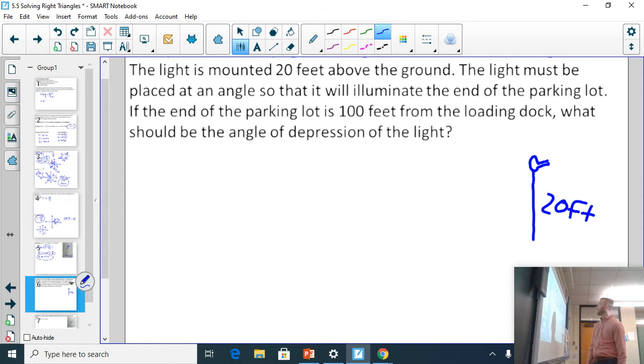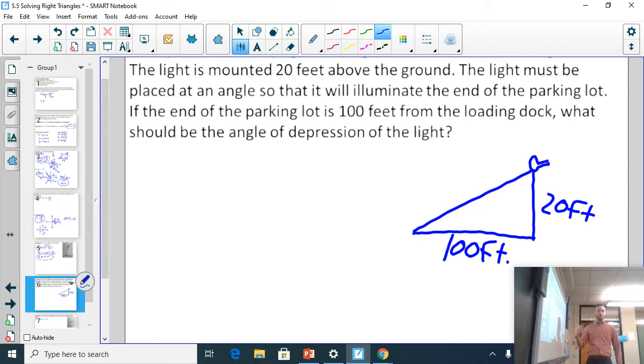The light must be placed at an angle that will illuminate the end of the parking lot. If the end of the parking lot is 100 feet from the loading dock, what should be the angle of depression of the light? So we're going out, and that needs to be 100 feet.